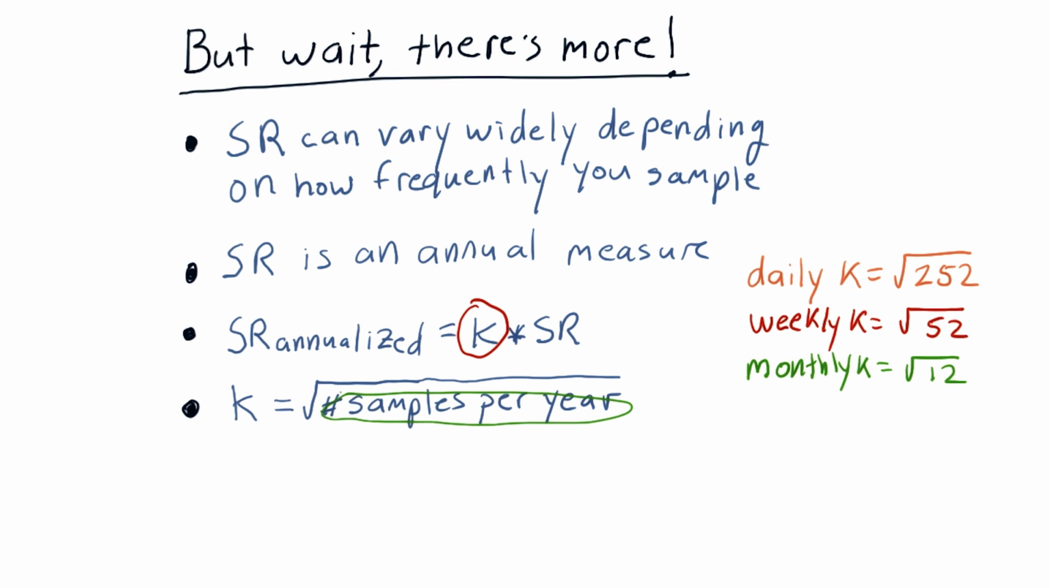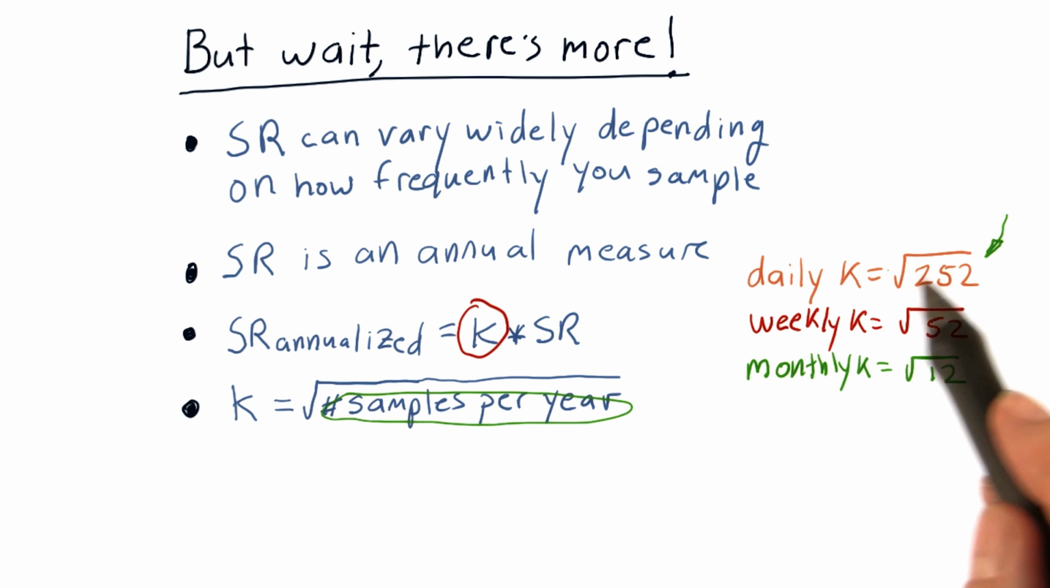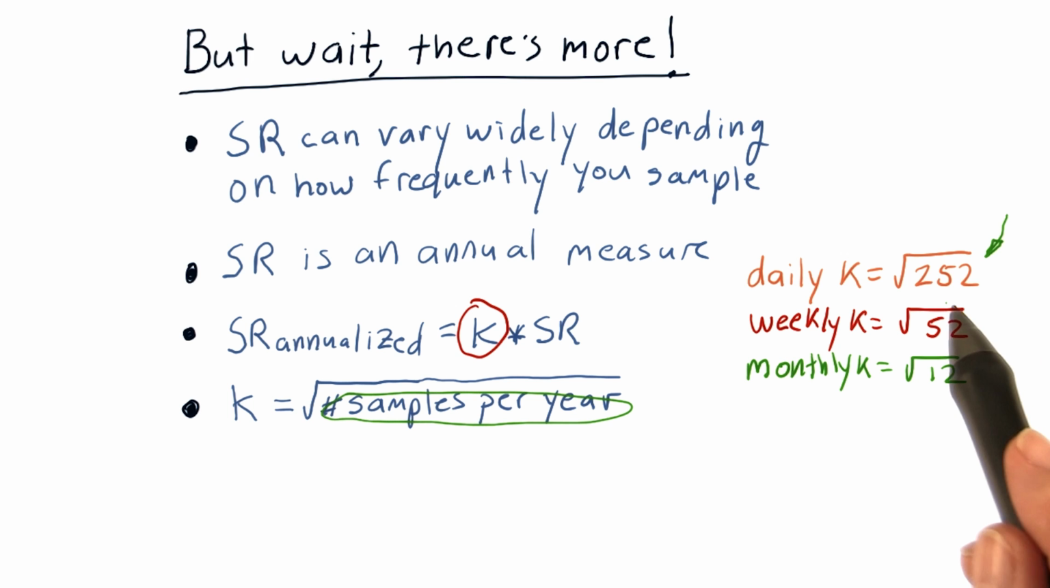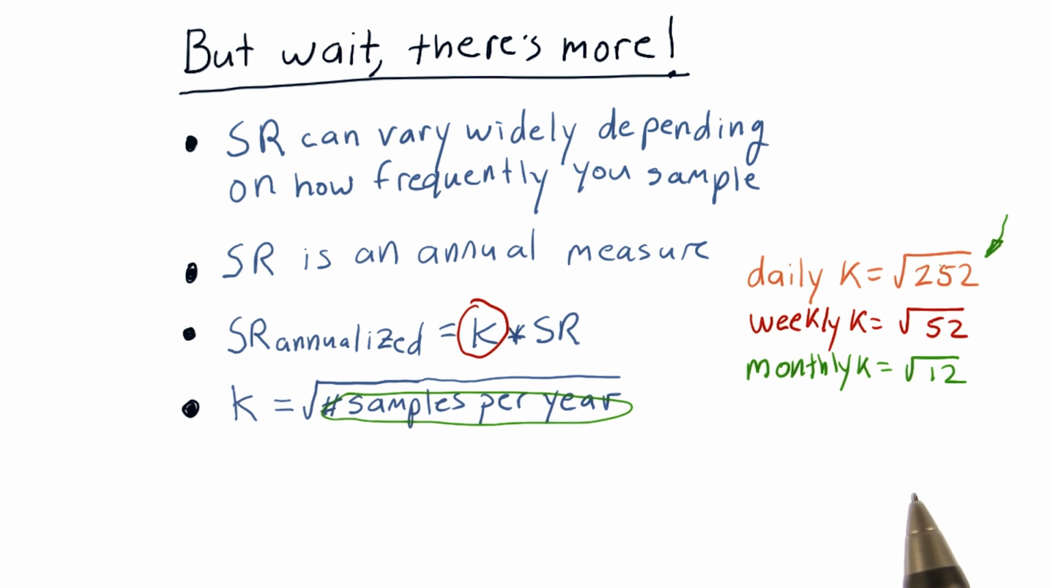As an example, let's suppose we were trading for 89 days. Because we're sampling at a daily rate, we use this number for our K, the square root of 252. Even though we only traded for 89 days, we use 252 here because we're sampling daily. It's the frequency at which we sample that affects this value for K.